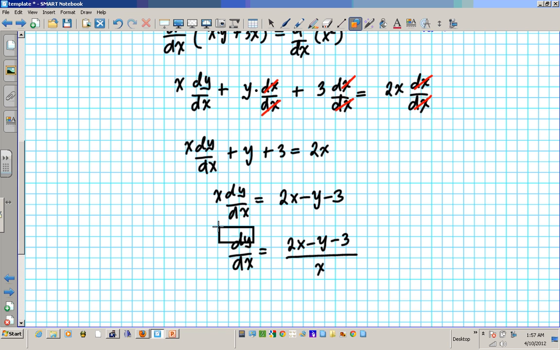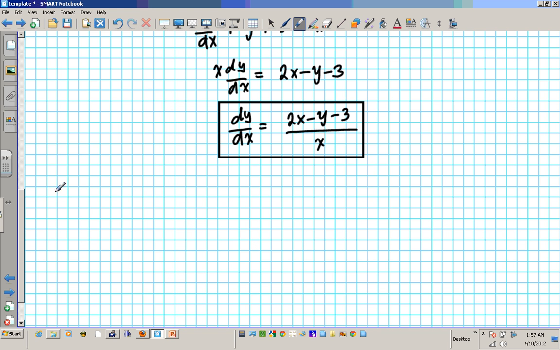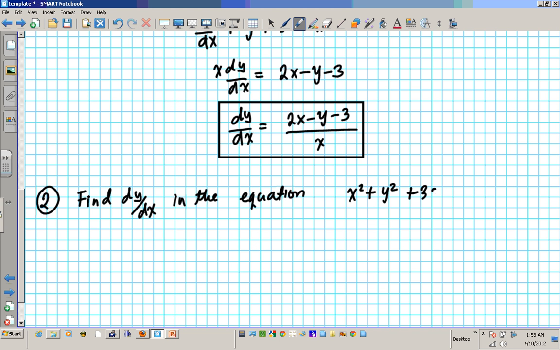All right, let's try another example. Question 2: find dy/dx in the equation x squared + y squared + 3 sine x = 3x squared. We're going to do the same thing we did in example 1 here.